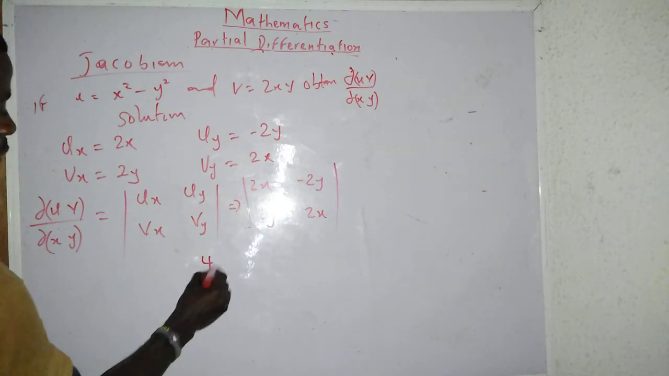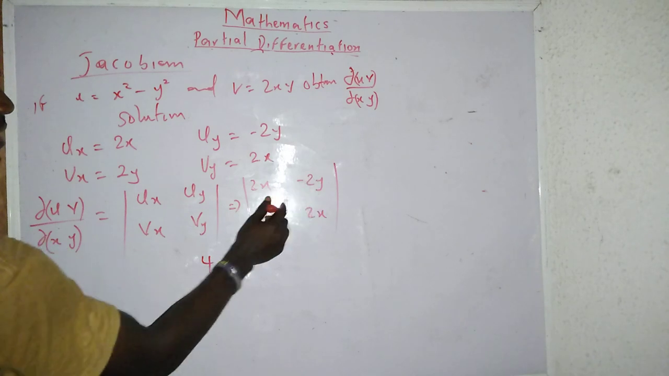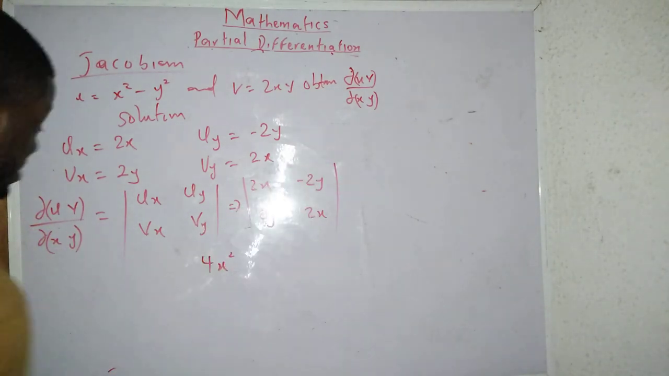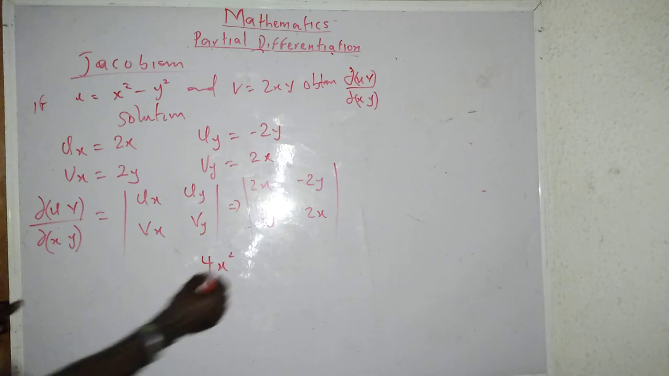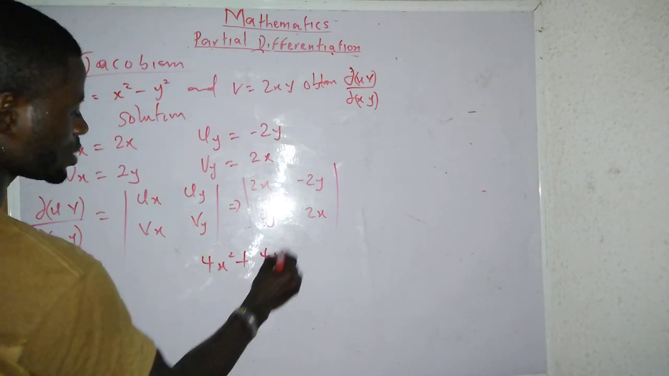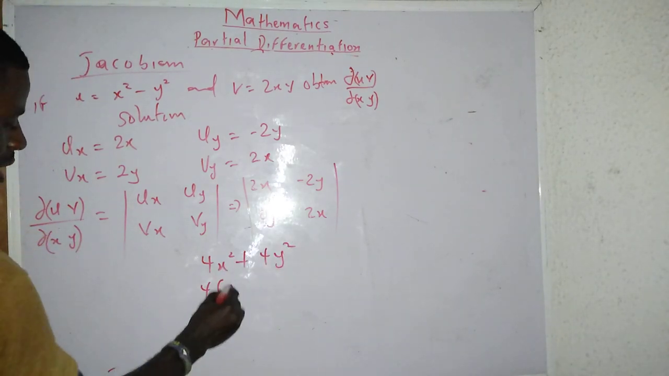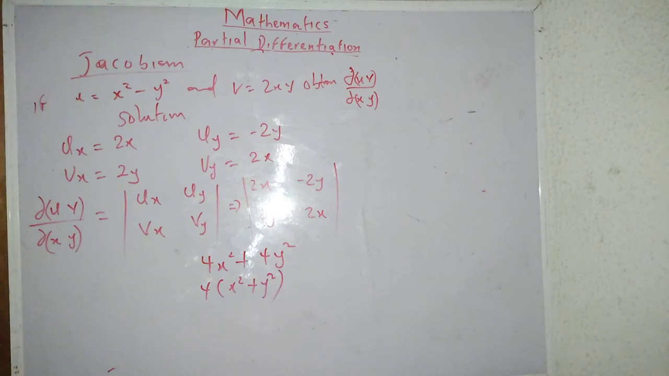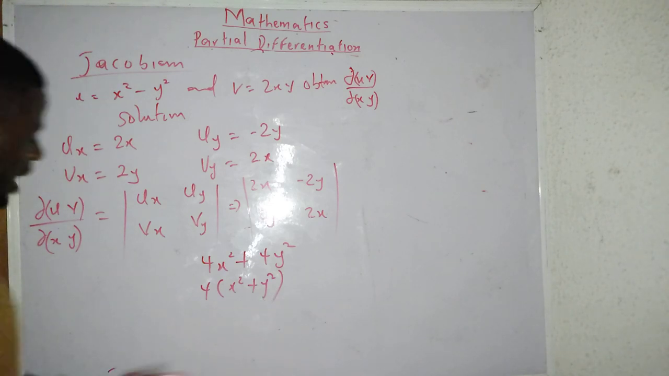This times this, I have 4x squared. This times this, which is minus, will be here. Minus times minus will be plus. Plus 4y squared. It means my final answer can be x squared plus y squared. That's my final answer.